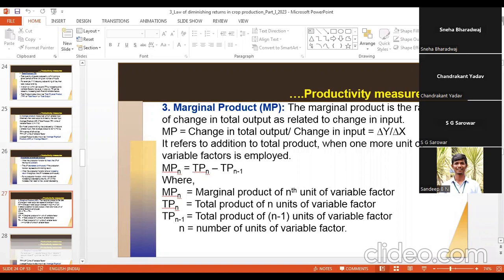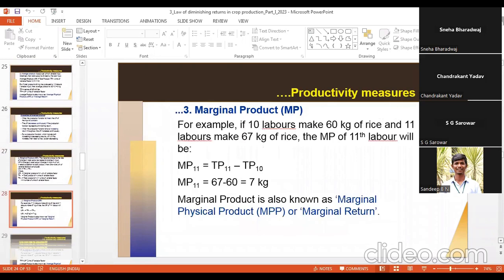So you can say MPN is equal to TPN minus TPN minus 1, where N is the number of units of variable factor. So MPN is the marginal product of the Nth unit of variable factor, TPN is the total product of N units of variable factor, and TPN minus 1 is the total product of N minus 1 units of variable factor. So hope you understand total product, average product, and marginal product.